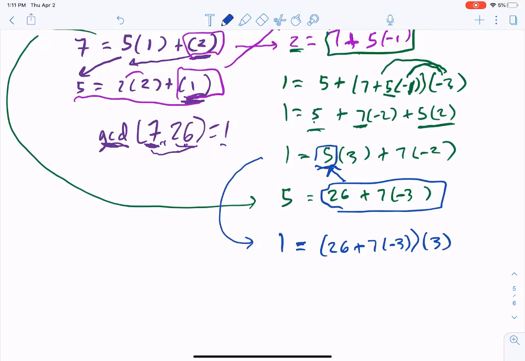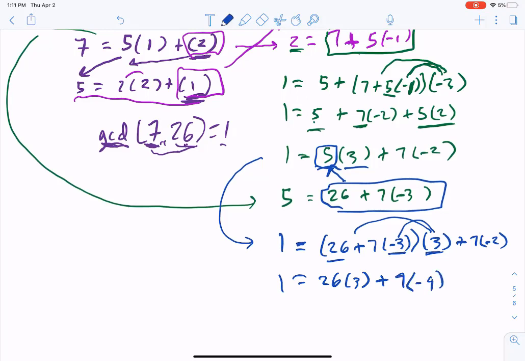We're plugging in for this 5 only. Times 3 plus 7 times negative 2. I'll distribute this 3, but don't multiply it through. So this is going to be 3 times 26, which is 26 times 3. I've got 7. I'm going to multiply the negative 3 and the 3. That's going to give me negative 9. I'm keeping the 7. That's my alpha still, remember? Plus 7 times negative 2.